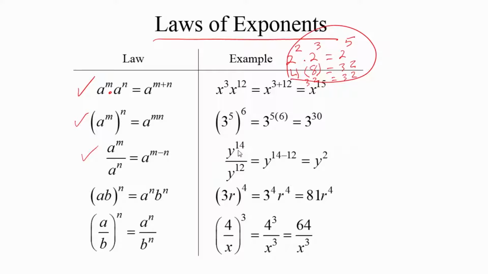So y to the 14th power divided by y to the 12th power, it would be y to the 14 minus 12. The one in the numerator minus the one in the denominator, 14 minus 12. That would be y squared.